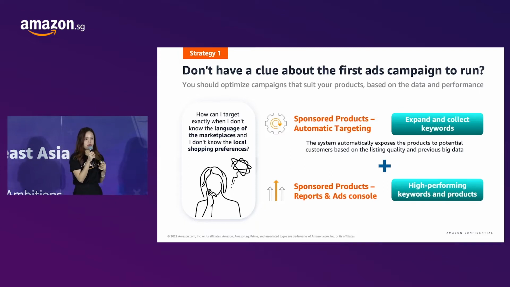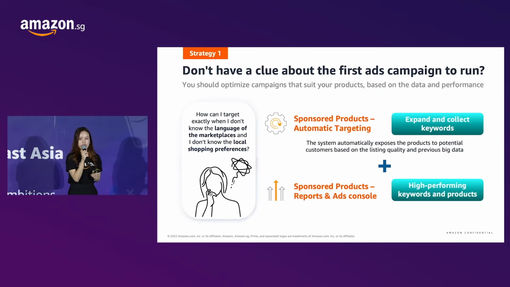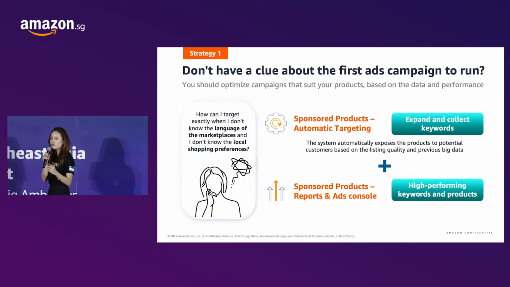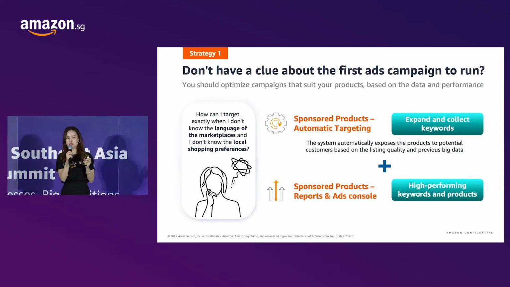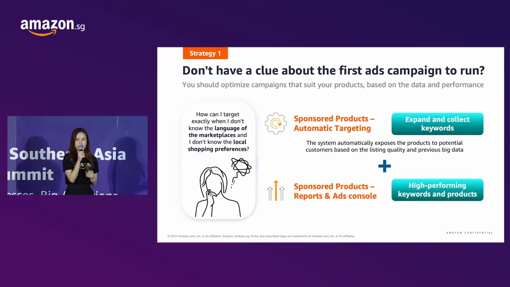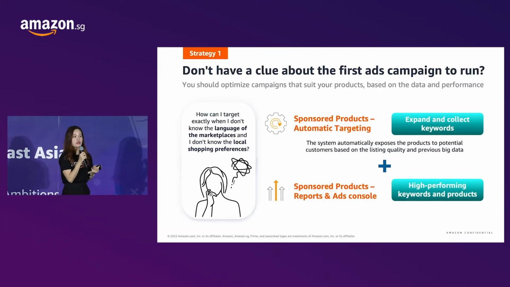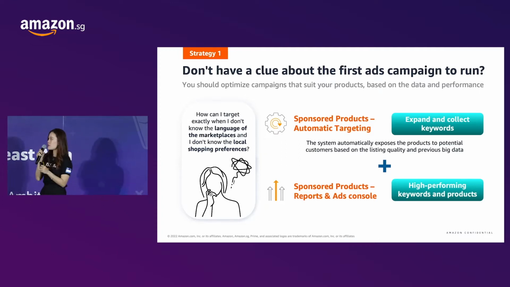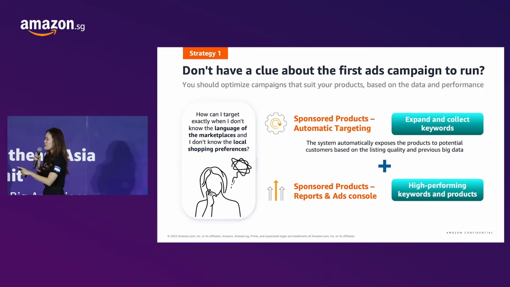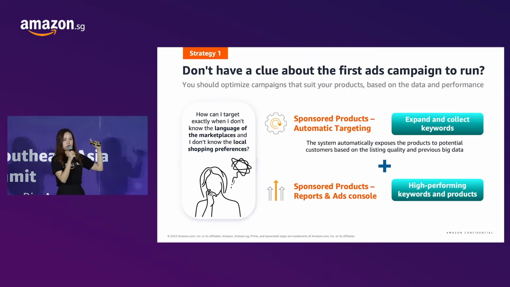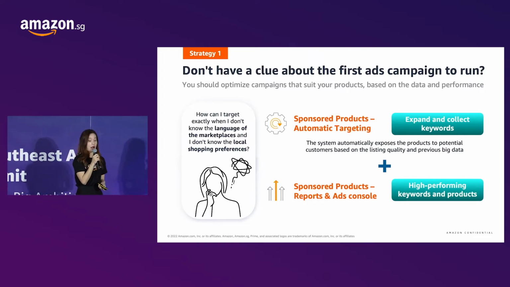To get the impressions, to get the clicks, the number 1 thing you have to do is start the automatic targeting. Then from automatic targeting, you move to the next one, which is sponsored products manual targeting. You might have heard about it. Manual targeting has to be based on 2 things: reports and the ads dashboard, the ads console in your advertising manager. It has to be based on the automatic targeting, where we find the very high performing ones and move our keywords or product attributes to target exactly what is selling well.